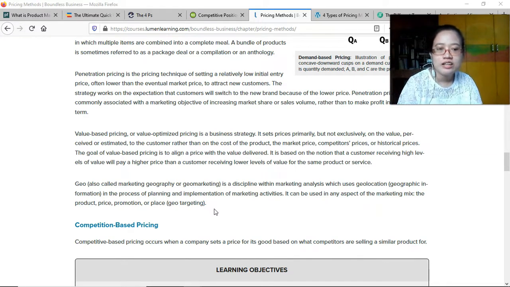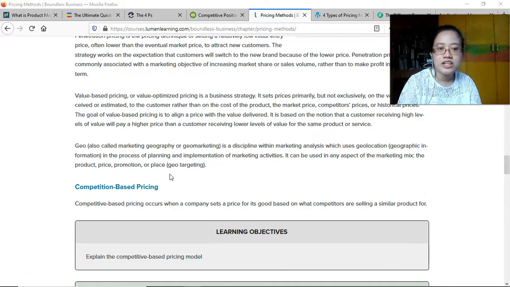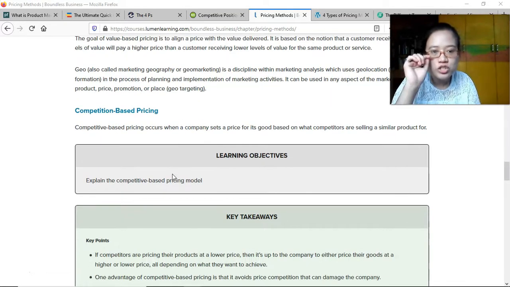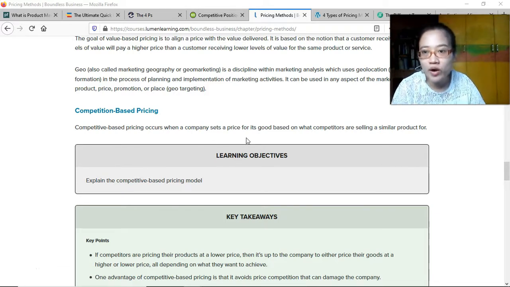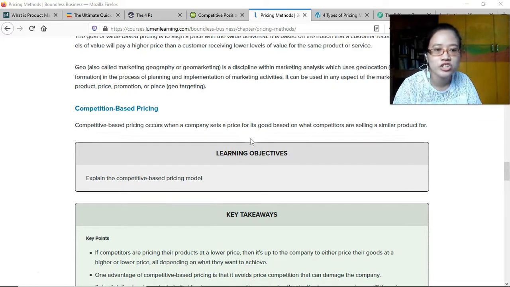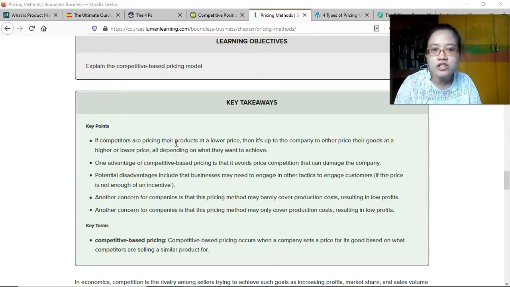Okay. Next we have competition-based pricing. Competition-based pricing occurs when a company sets a price for its good based on what competitors are selling a similar product for. If there's an existing competition, of course, it would be hard for you to offer your new product at higher prices. So what you normally do is you offer it at the same price or maybe lower than the competition.